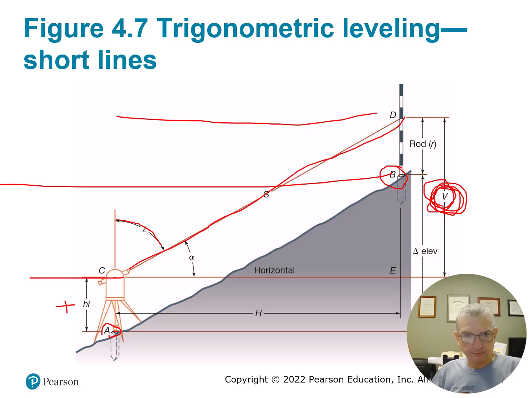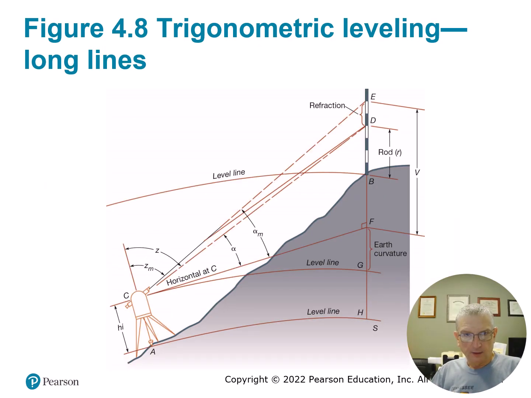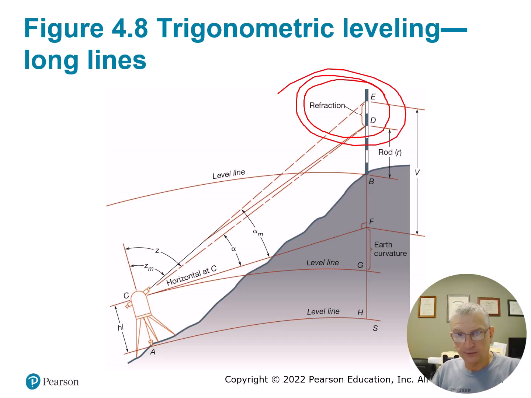Pretty straightforward. Now they give us this illustration, I think, to scare us, but this is trigonometric leveling along the lines. This is where you have just long lines and not balanced sides. This gets a lot more complex because you have line of sight, you have refraction, you have curvature of the earth. You've got the refraction coming up here where you're actually looking at the rod.